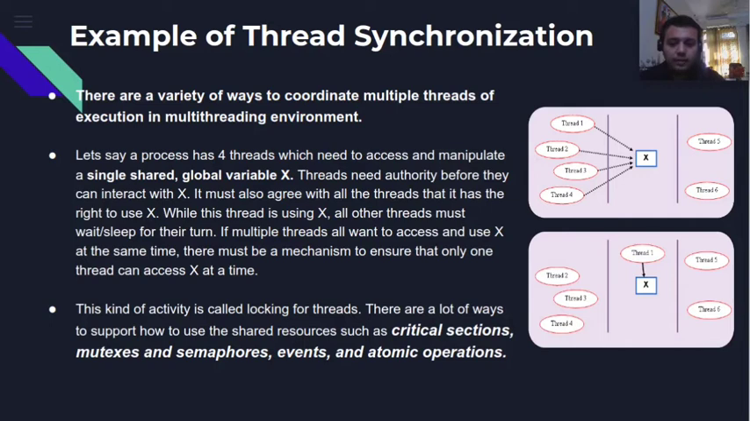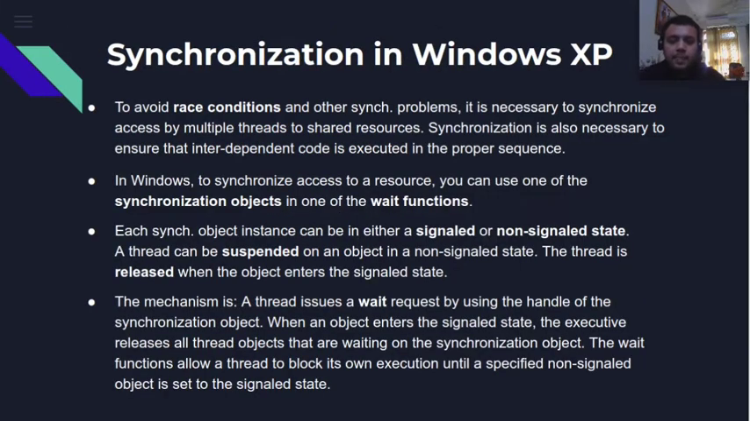So this kind of activity is called locking for threads. There are a lot of ways to support the use of shared resources, such as critical sections, mutexes, semaphores, events and atomic operations. Let us see how synchronization is done in Windows XP.